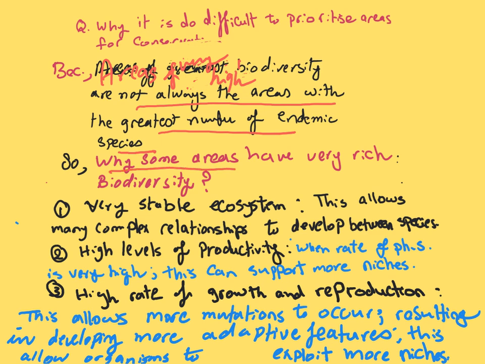So why do some areas have very rich biodiversity? Because they have, first, a very stable ecosystem, and this allows many complex relationships to develop between species. Second, high levels of productivity. When the rate of photosynthesis, for example, is very high, this can support many niches. Third, a high rate of growth and reproduction. This allows more mutations to occur, resulting in more adaptive features, and this allows the organism to occupy more niches.